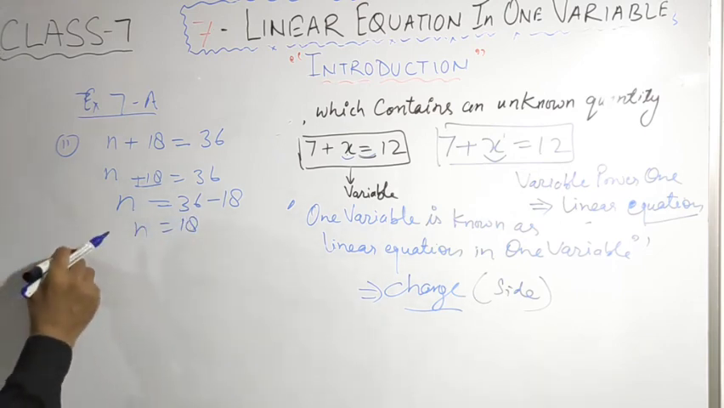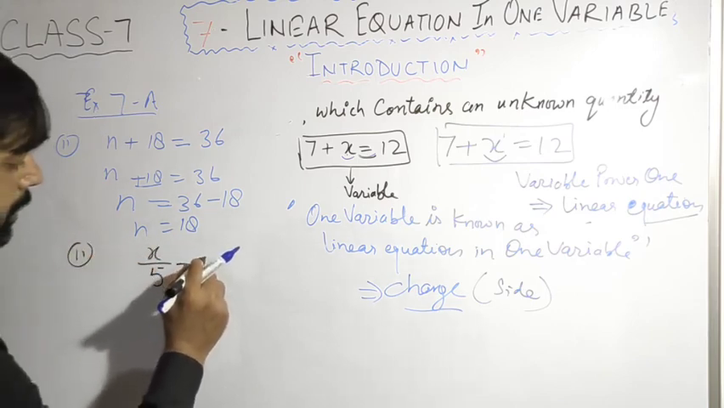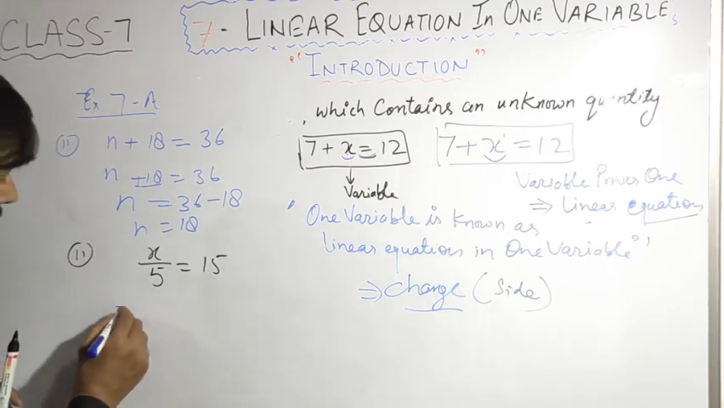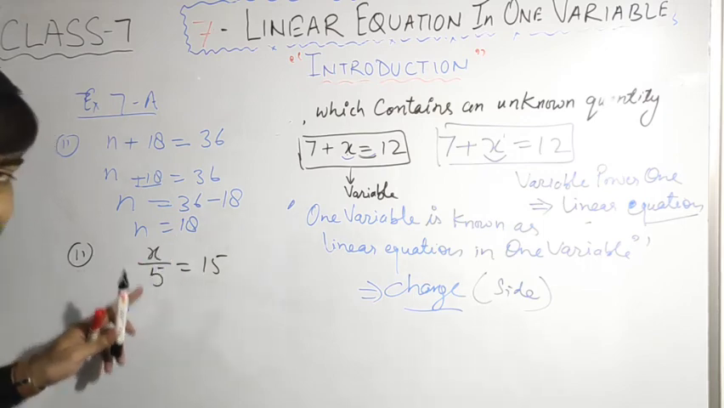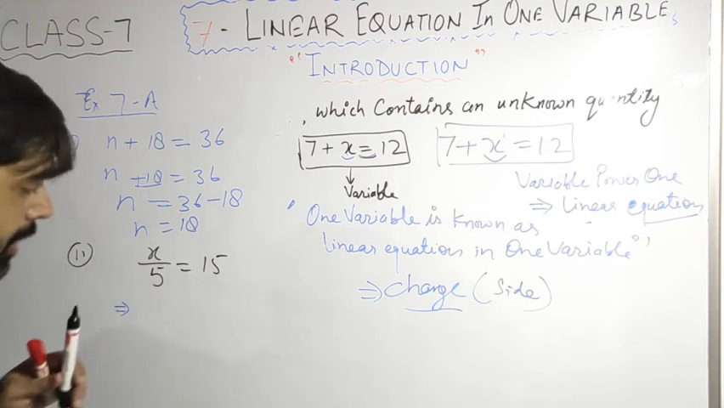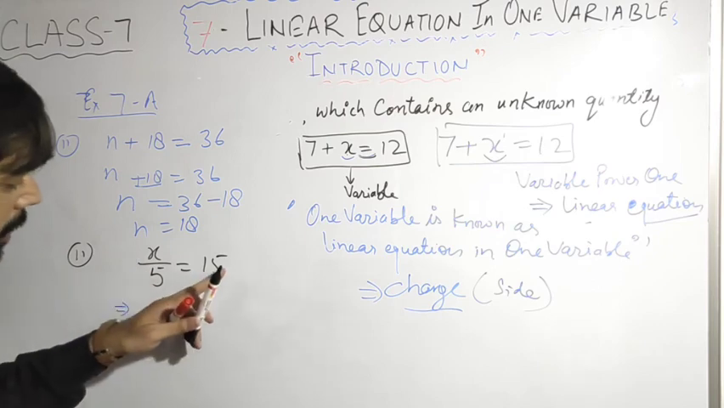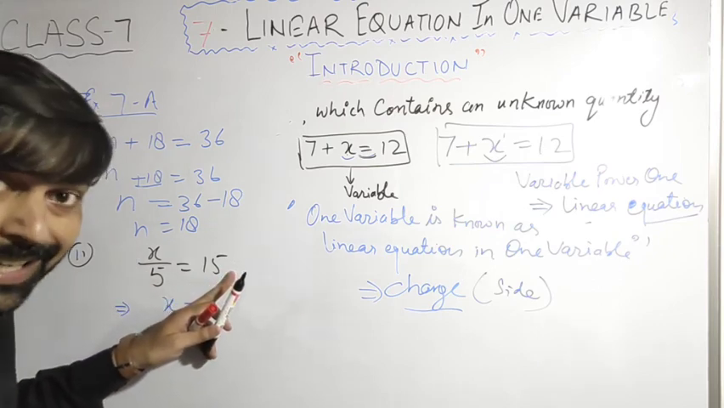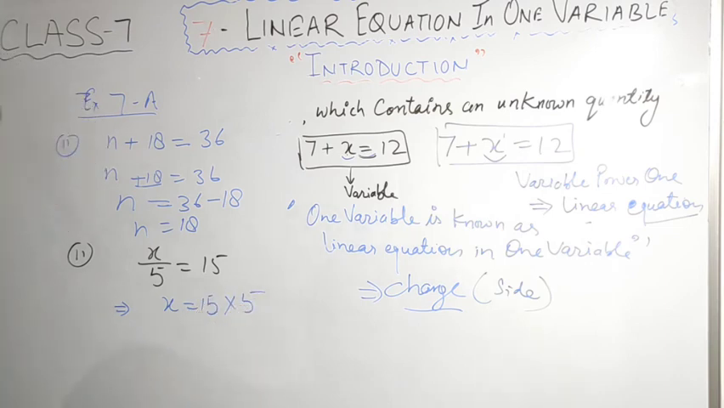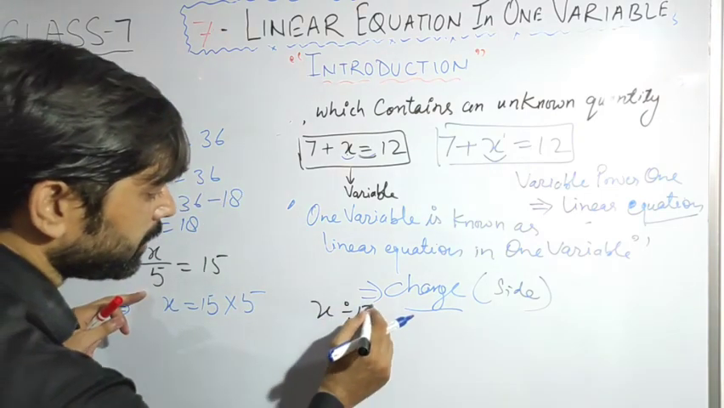Now we take another question, and this is x upon 5 is equal to 15. So how can we solve? Look here, x upon 5 means this is the division form. Fraction means division, and when we shift the 5, then 5 will be multiplied on the right hand side. 15 and then multiply by 5. Okay, listen, x upon 5 means x divided by 5.